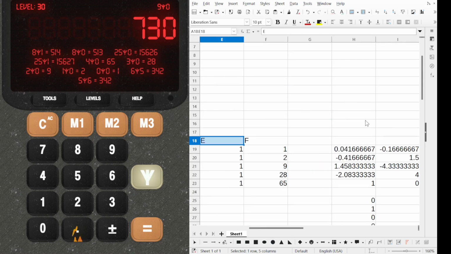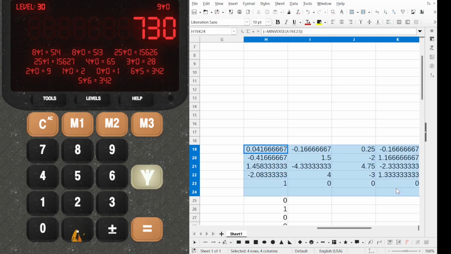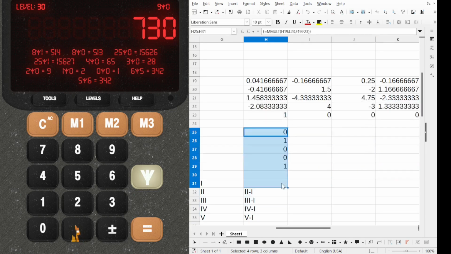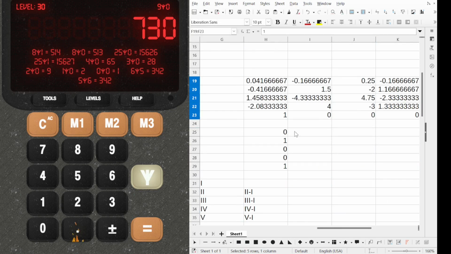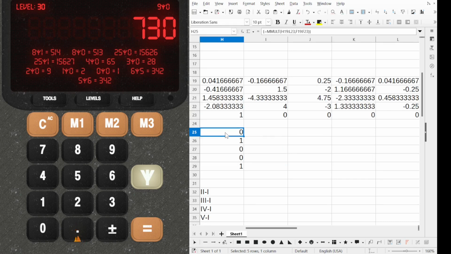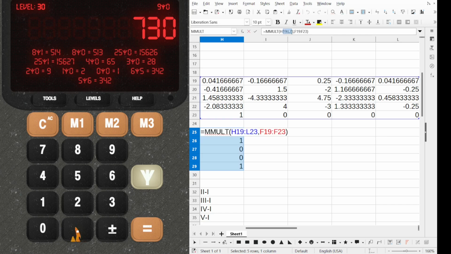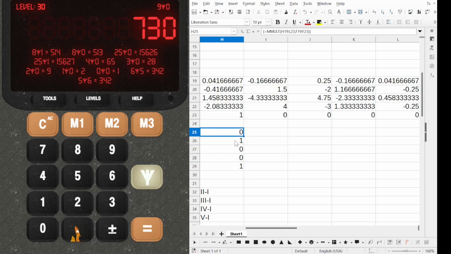And that is what we got. Basically, what we now did was we also wrote this down. This is X, not X, this is C, which, okay, no. We wrote this one down, which is the multiplication of A inverse and F19 to F23. This is C, and this here is A inverse. And what we got was this expression.